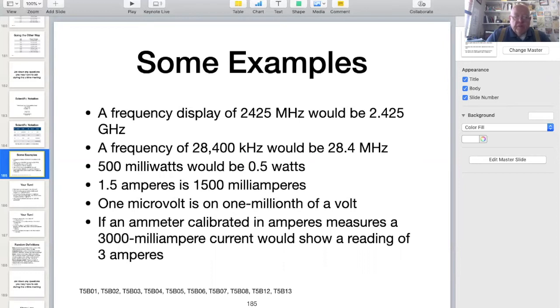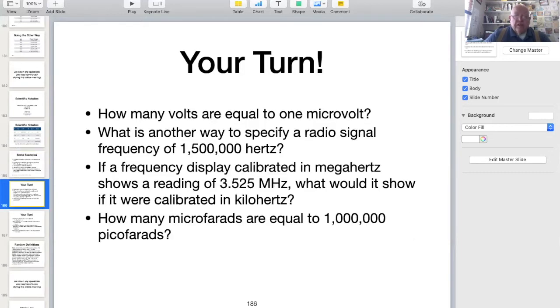And finally, to move from milliamps to amps means moving the decimal point three places to the left. So 3,000 milliamps would be 3.000 amps. I hope this helps a bit. The rest of the test questions about scientific notation are on this slide. Go ahead and stop the video and work through the answers.